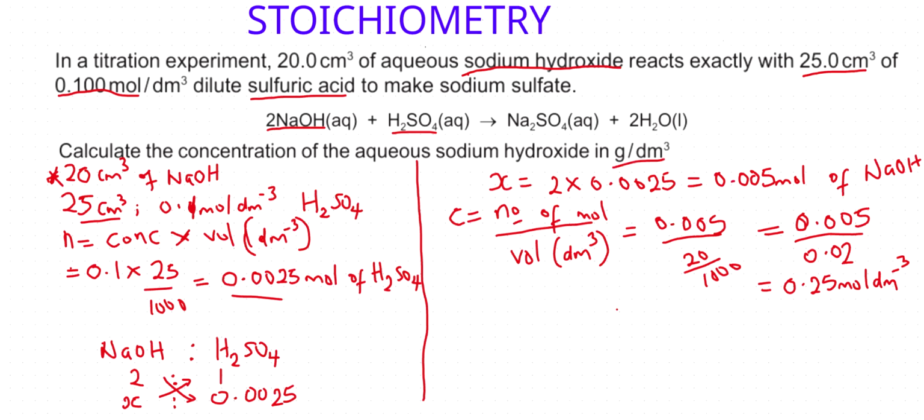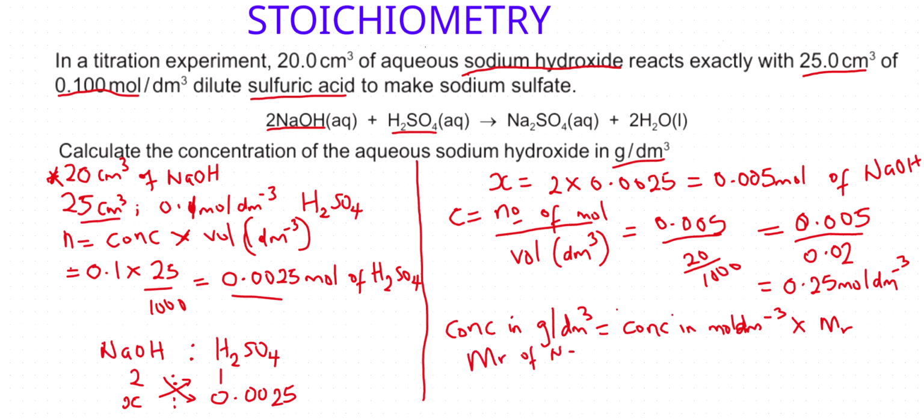So it goes thus. Concentration in gram per dm cube, or gram per decimeter cube, is equal to concentration in mole per decimeter cube multiplied by the molecular mass. That's the Mr. Now, the molecular mass of sodium hydroxide, if we calculate it, will be 40. You can get that in the previous video on how to calculate the molecular mass.